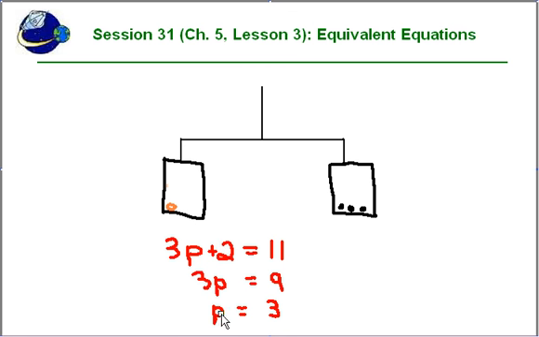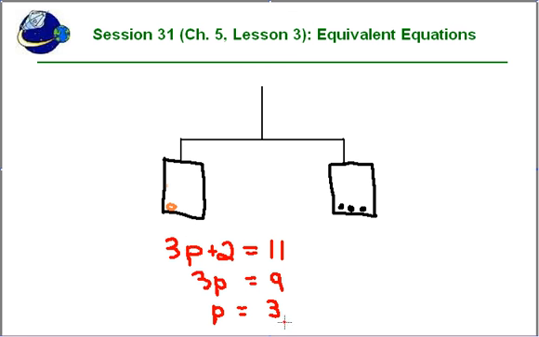Is p all by itself now on the left-hand side of the equation? Yes, it is. And then over on the right-hand side of the equation, we have 3. So what is the weight of 1 pumpkin? The weight of each pumpkin is 3 pounds. How can we double check to make sure that's accurate? Well, let's take our 3 and stick it right back into our original equation. Our original equation was 3p plus 2 equals 11.